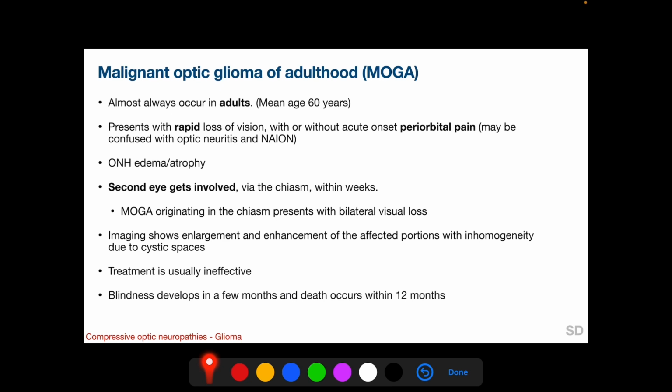Malignant optic glioma of adulthood originating in the chiasm, however, presents with bilateral visual loss. Imaging shows enlargement and enhancement of the affected portions with cystic degeneration. Treatment is usually ineffective and invariably blindness develops in a few months and death occurs within 12 months.